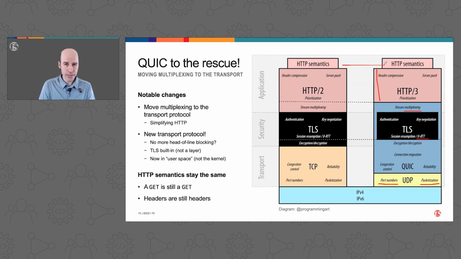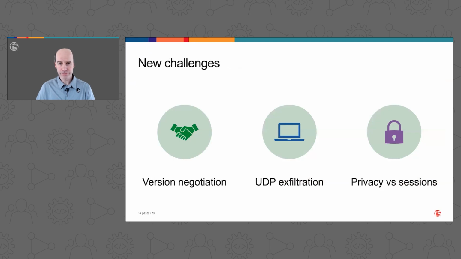So a GET is still a GET, headers are still headers, none of that changes, but the way that we introduce multiplexing and reliability changes significantly. So the separation of concerns is much better aligned with the needs. But of course, nothing's a silver bullet, nothing comes for free, and we have some new challenges to address along the way. So I'll look at a couple of these in detail. I'll touch on the third.